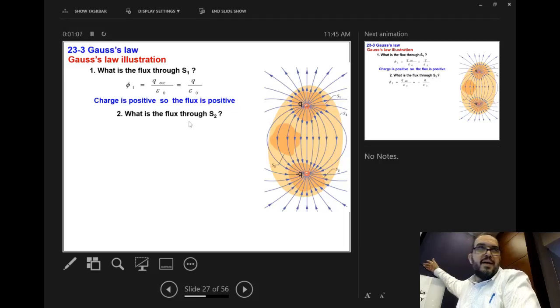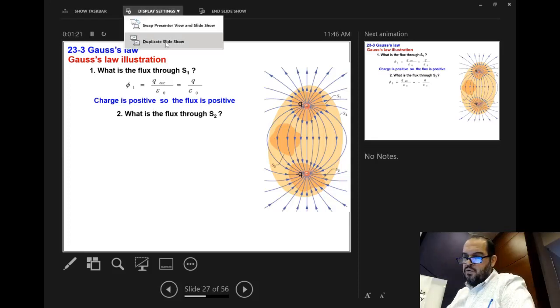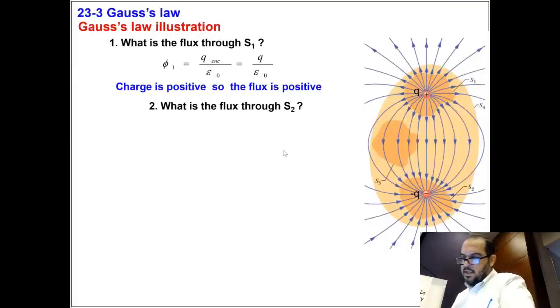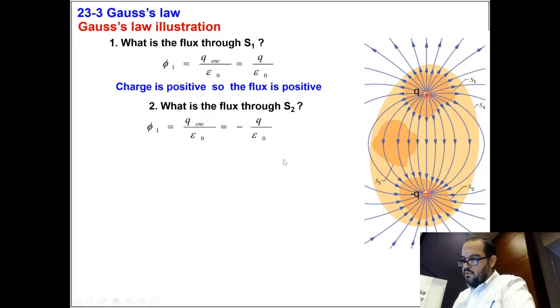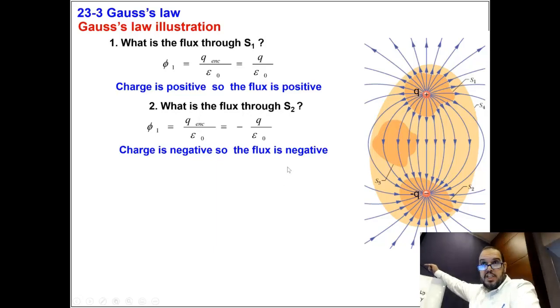Somebody raise your voice. Minus Q divided by epsilon 0. We said it's the charge enclosed. In this case, the charge enclosed by S2 is minus Q divided by epsilon 0. So the flux in this case is minus Q divided by epsilon 0. Notice that because the charge is negative, the electric field lines are all moving into surface S2, so it's a negative flux in this case.